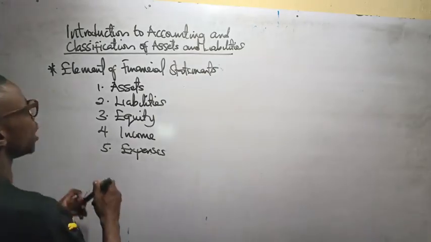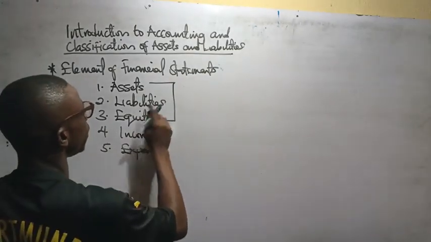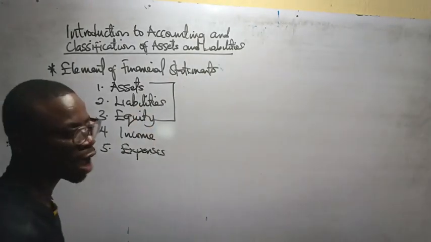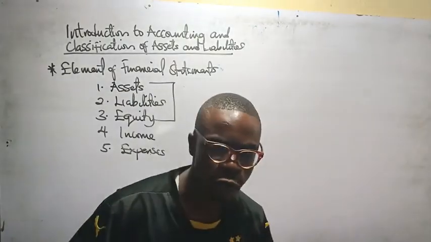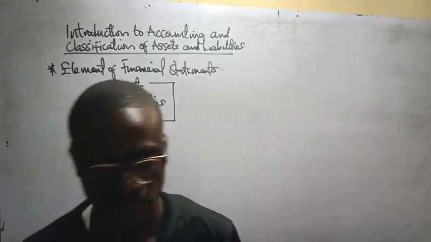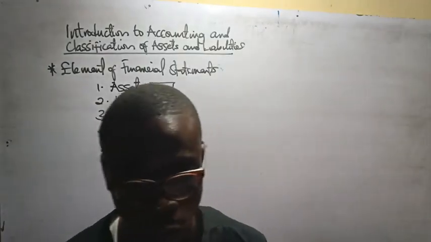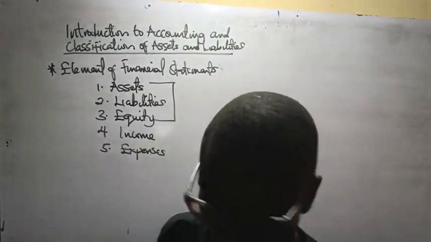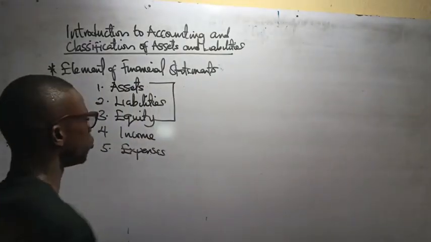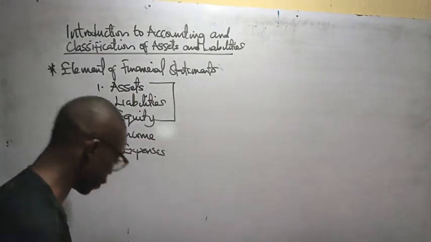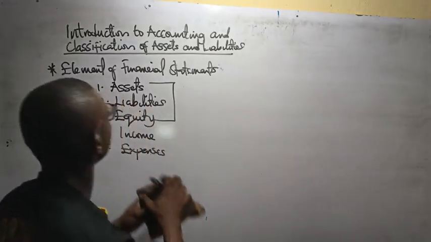Now we have mentioned that when it comes to assets, liability and equity will be found in your statement of financial position. Now let's move forward. Let's now go to the fourth element, which is income.